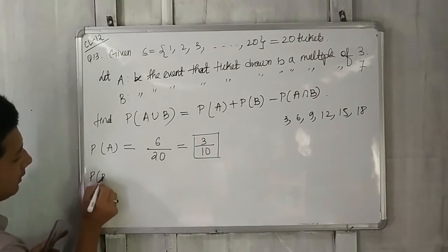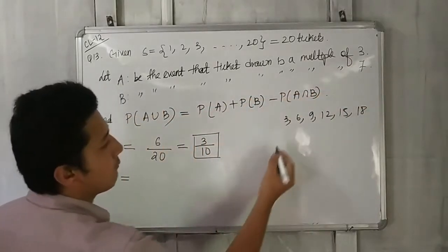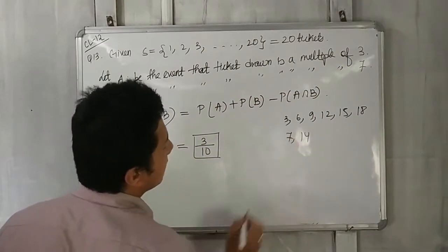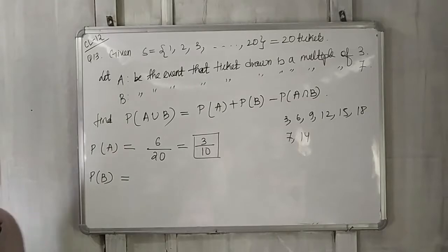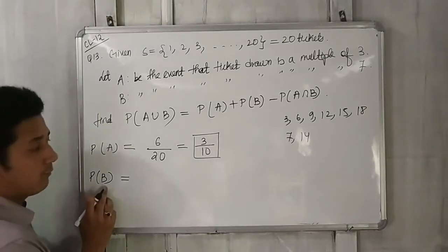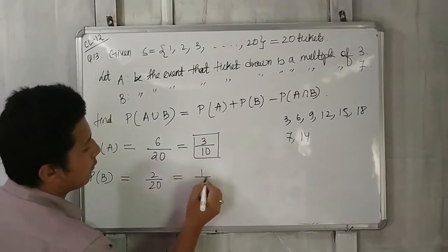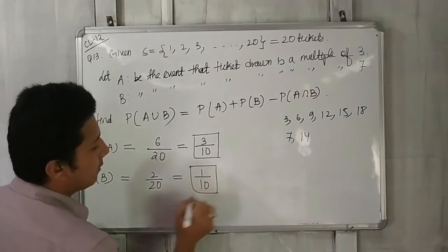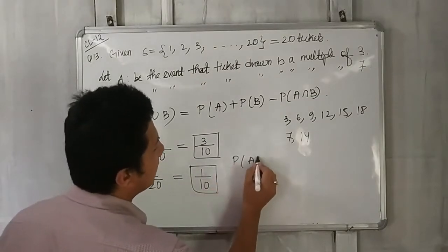Similarly, let's go with B. B is the event that the number is a multiple of 7. Multiples of 7 are 7 and 14. 21 is greater than 20, isn't it? So what is the probability of B? How many chances? 2. 2 by 20, which is 1 by 10.